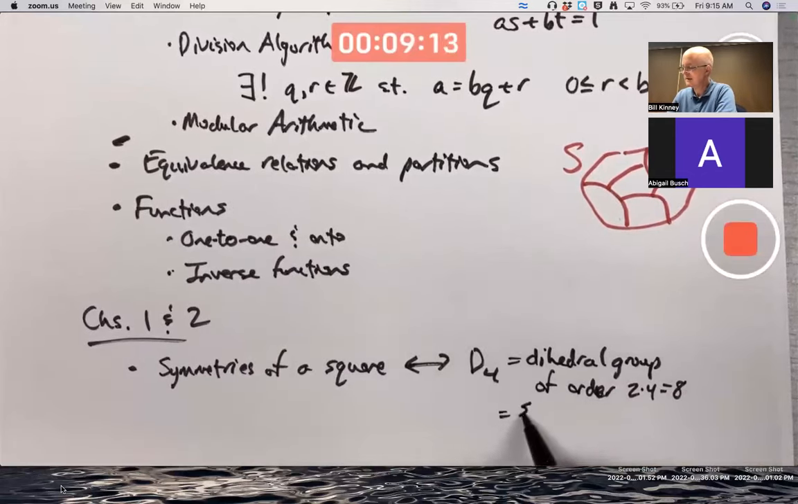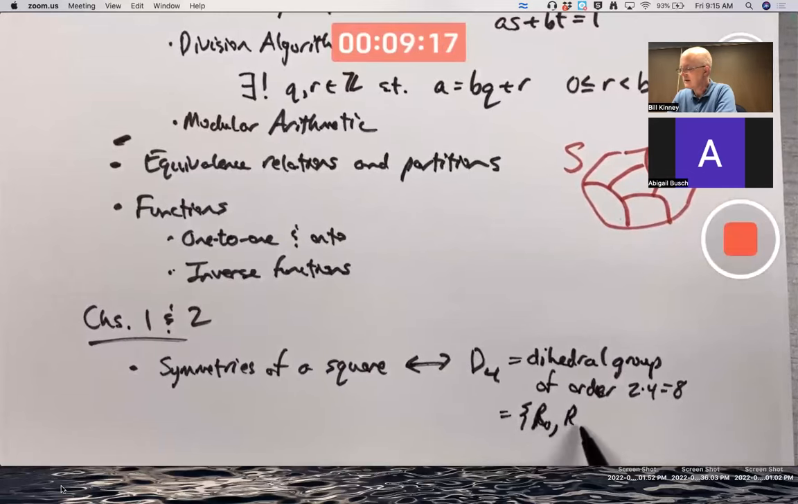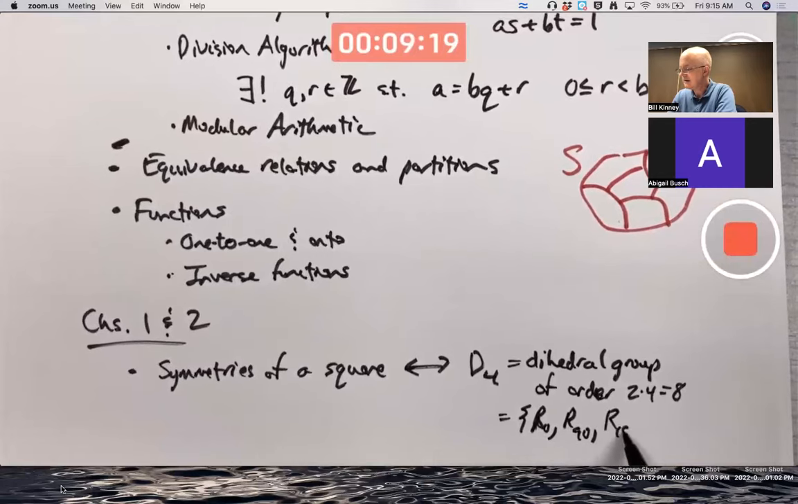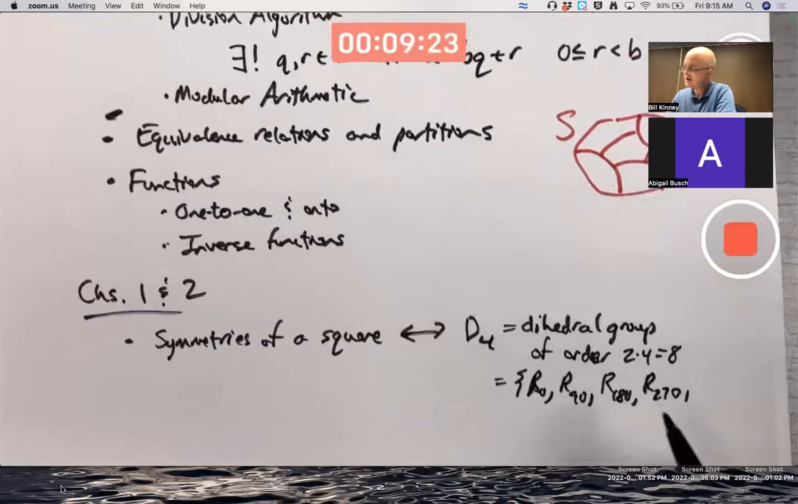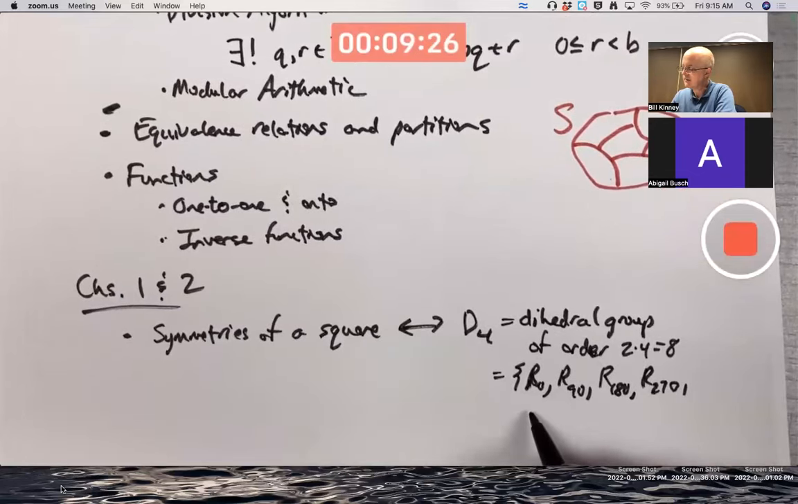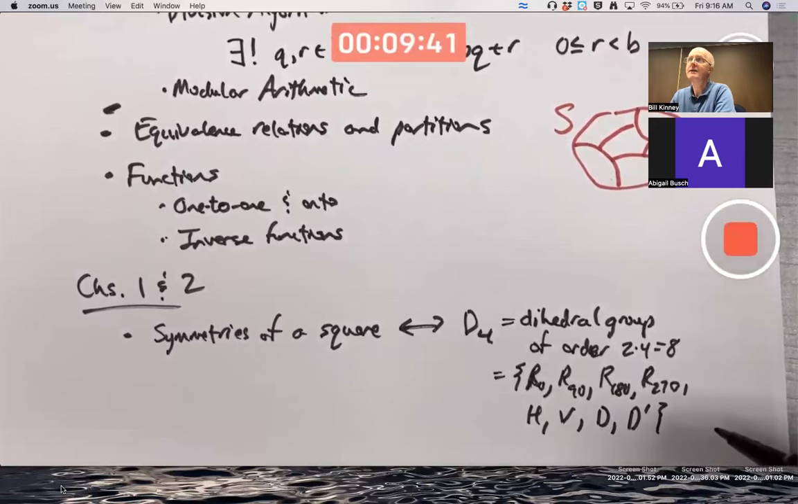We labeled the elements R0, R90, R180, R270. Those are the rotations. Then the reflections are labeled H, V, D, and D prime. You know, basic things about this group is, well, for one thing, it's not cyclic and it's not abelian. This is an example of a non-cyclic, non-abelian group.